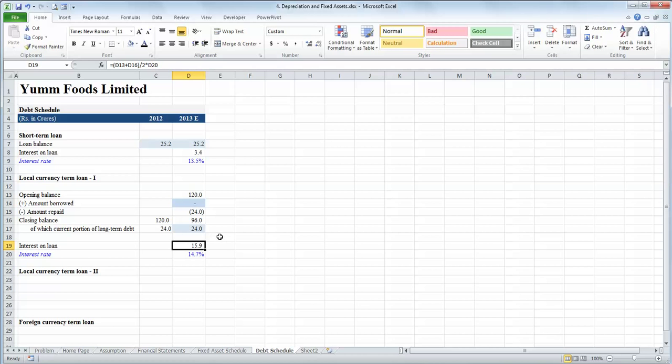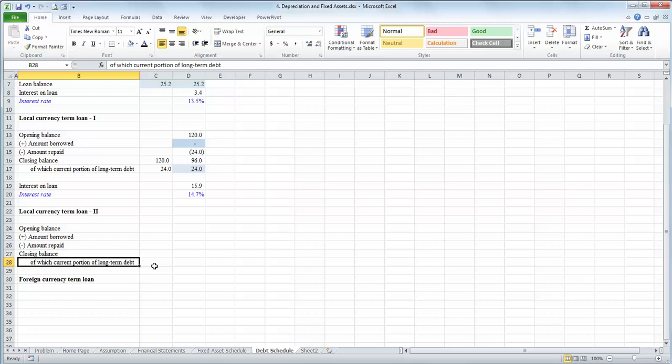We would have got the same answer even if we had opted for the other formula, which is opening balance plus 1 by 2 of the repayment multiplied by interest rate, which is the same 15.9. When you do not assume interest to affect your closing balance, both of the formulas work fine without creating the problem of circular reference. If this is clear, let's move on to the local currency term loan 2.